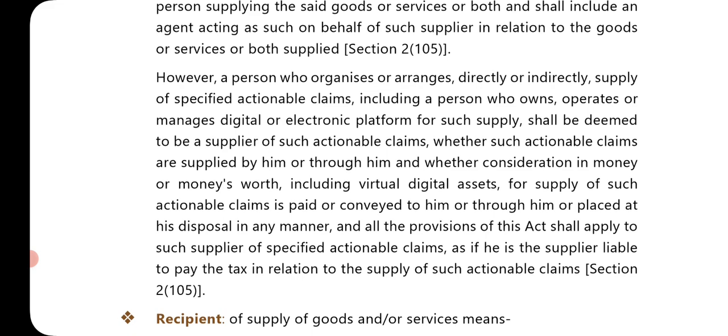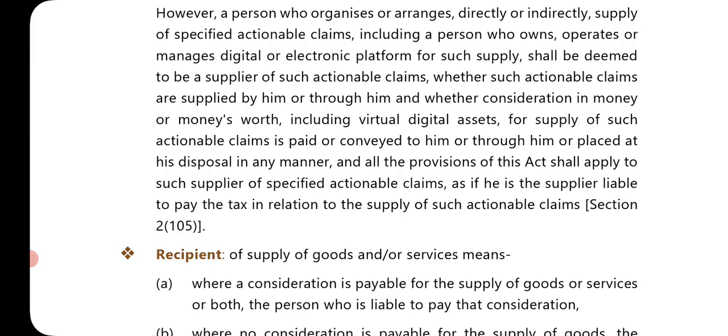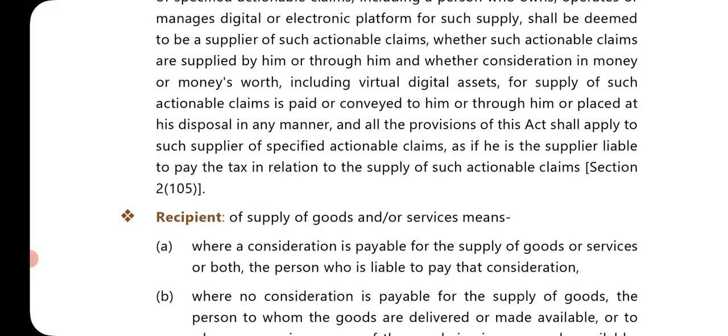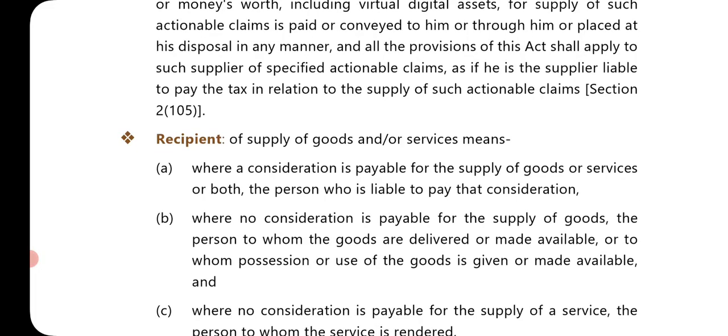Here, a person who organizes or arranges directly or indirectly supply of goods, actionable claims, including a person who owns, operates or manages a digital or electronic platform for such supply, shall be deemed to be a supplier of such actionable claims, whether such actionable claims are supplied by him or through him, and whether a consideration in money or money's worth, including virtual digital assets, for supply of such actionable claim is paid or conveyed to him or through him or placed at his disposal in any manner. And all the provisions of this Act shall apply to such supplier of specified actionable claims as if he is the supplier liable to pay the tax in relation to the supply of such actionable claims.